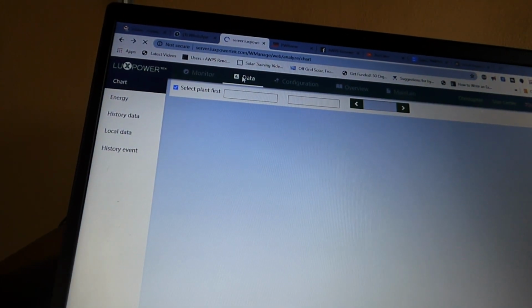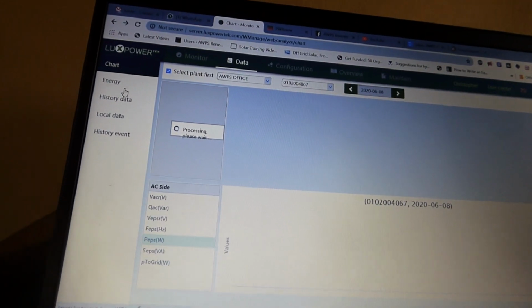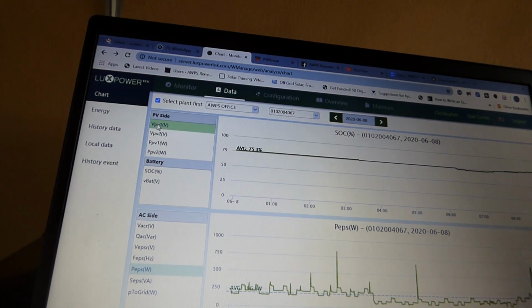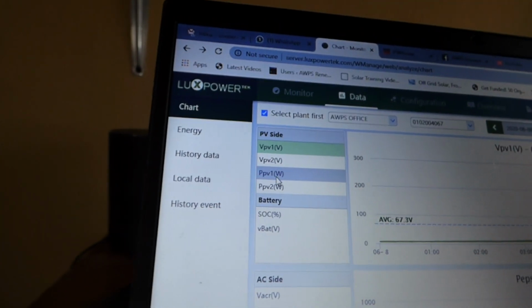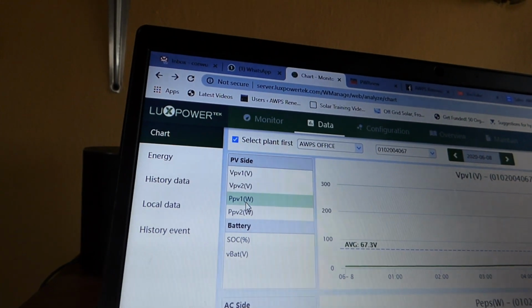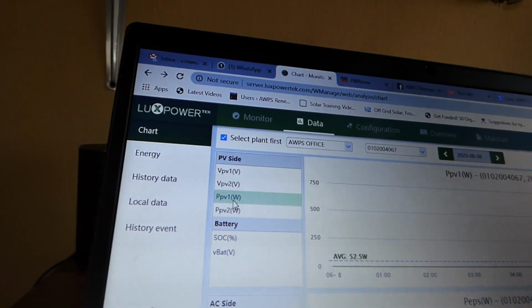The data area. You track a lot of information on here. This is a little longer than I planned. I apologize. I'm able to track PV voltage, as you see, for each of the strings. PV watts, I believe that's what this number is. Bear with me. Yeah, PV watts. This is a little slow. So you see, yeah, PV watts.